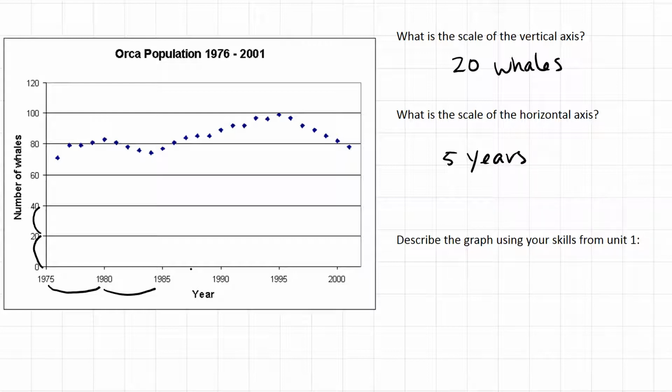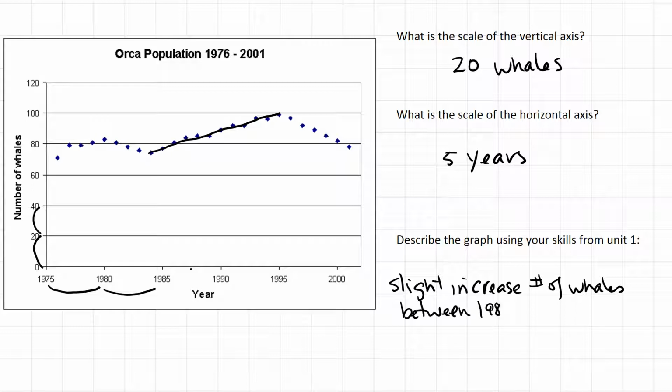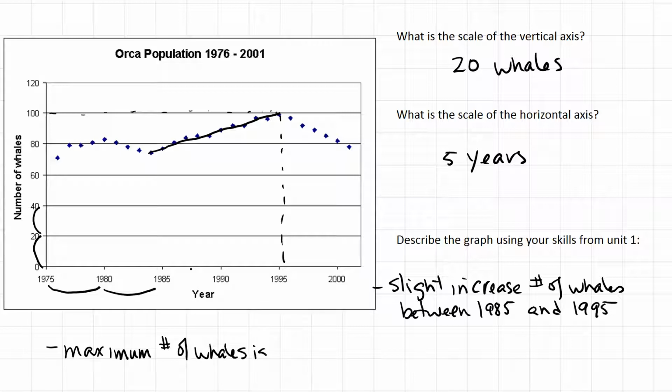Describe the graph. The graph looks like there is a slight increase in the 80s, a slight increase in the number of whales between 1985 and 1995. It reaches its max in 1995. It's the peak of 100 whales. Maximum number of whales is 100 in 1995, and then after that it starts to decline or decrease.